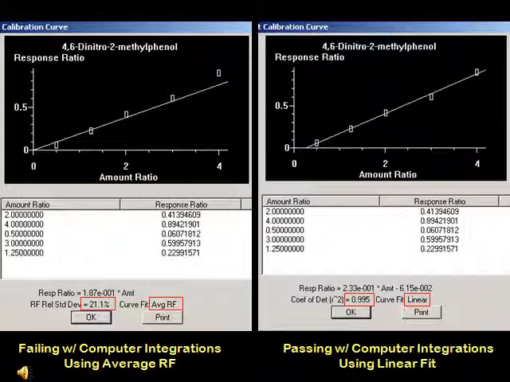The real problem with the data is that it does not want to be forced through the origin. If the analyst had simply taken the original unmanipulated data showing the failing 21.1% RF relative standard deviation and flipped it to a linear regression model, it would have passed the method criteria of 0.995, and the data is much better represented.